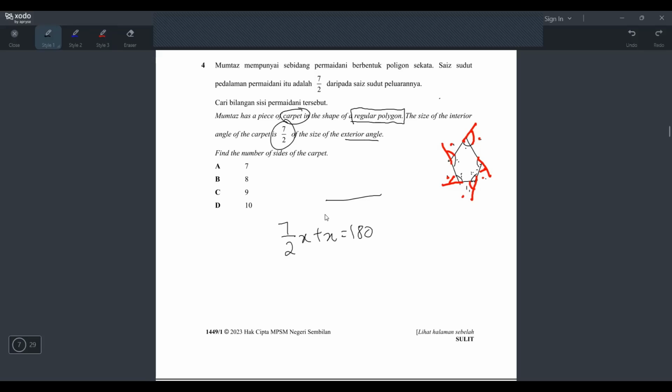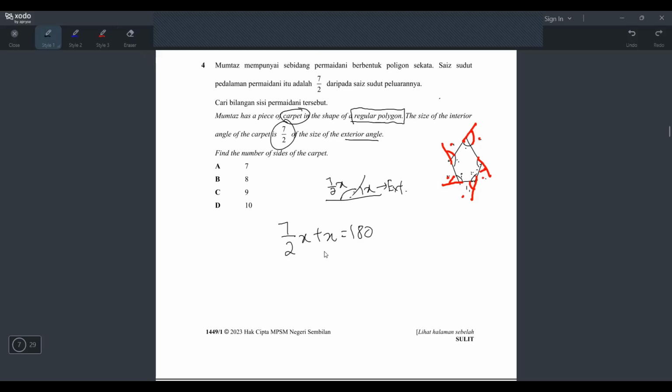Okay, I'm not sure if you understand or not, so I will explain more. Since the sum of interior and exterior will be 180, and now I don't know my size of interior, I will just call it x. But then they say the size of interior angle of the carpet is 7/2 of the size of exterior, so I should put it in reverse. Means I have to put x as the exterior. It means x will be my exterior angle, and then my interior angle will be 7/2x, because they say the size of interior is 7/2 of the size of exterior. That's why when you add both, you will get 180.